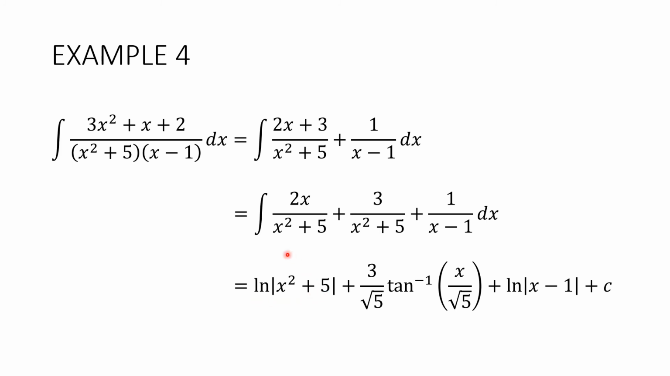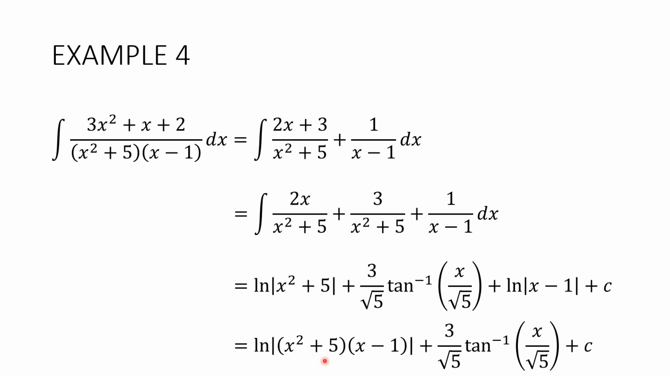That part's easy, that's just ln of x squared plus 5, 2x will cancel nicely. Here, inverse tan, remember I'm going to have 1 on a, if this is x squared plus a squared. So 1 on the square root of 5, got 3 up there. Inverse tan of x on root 5, and then plus ln of x minus 1. Plus c, the only thing I can do is join these two together. So I'm going to end up with ln of x squared plus 5 multiplied by x minus 1 plus 3 on root 5, inverse tan of x on root 5 plus c.